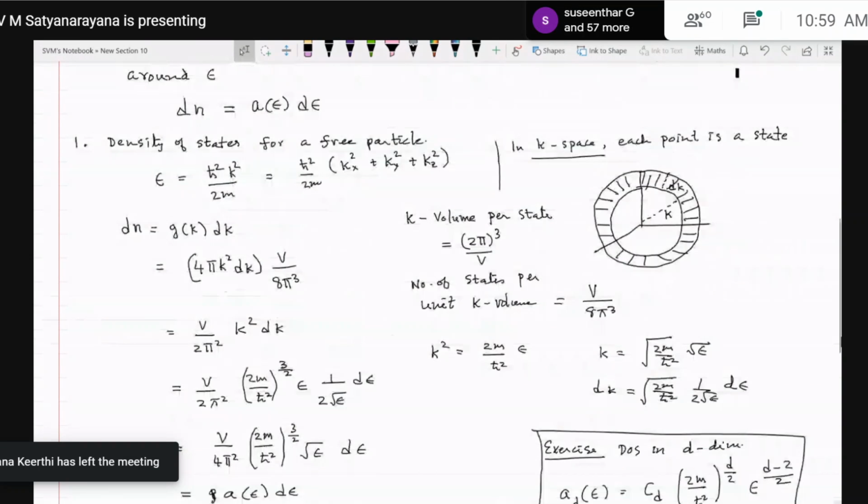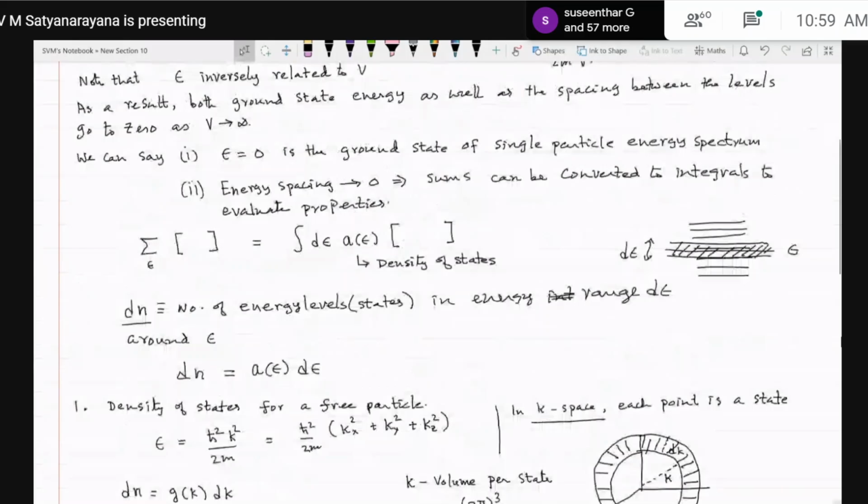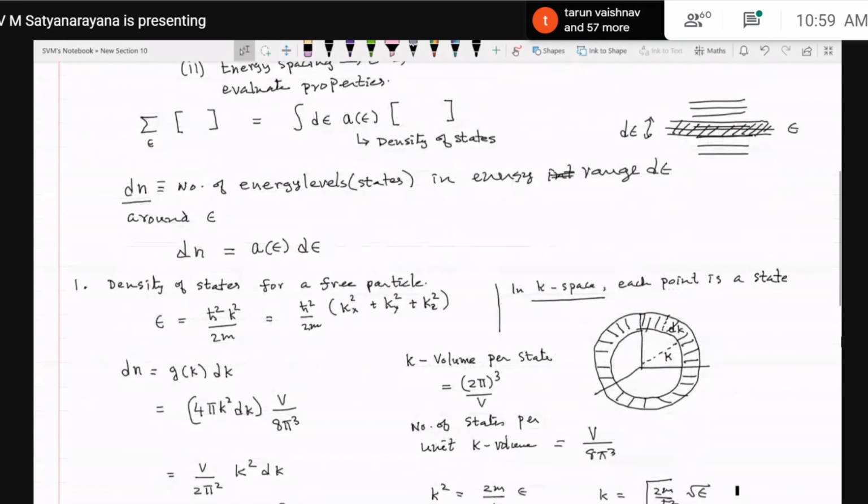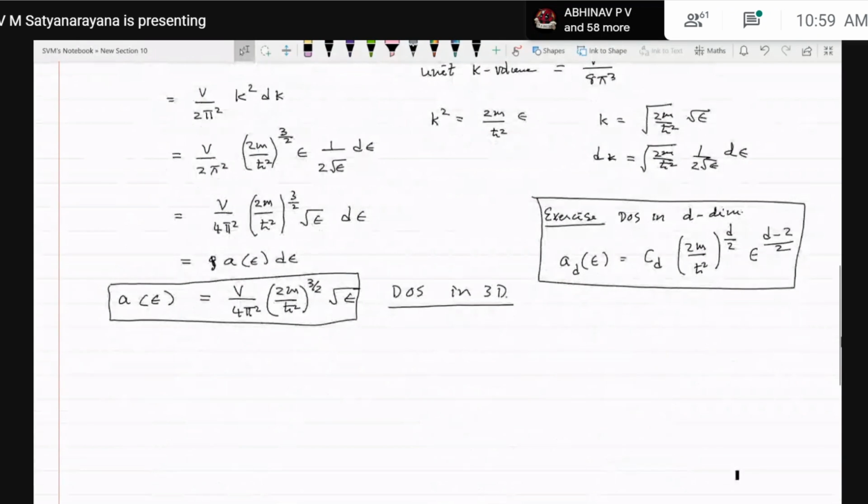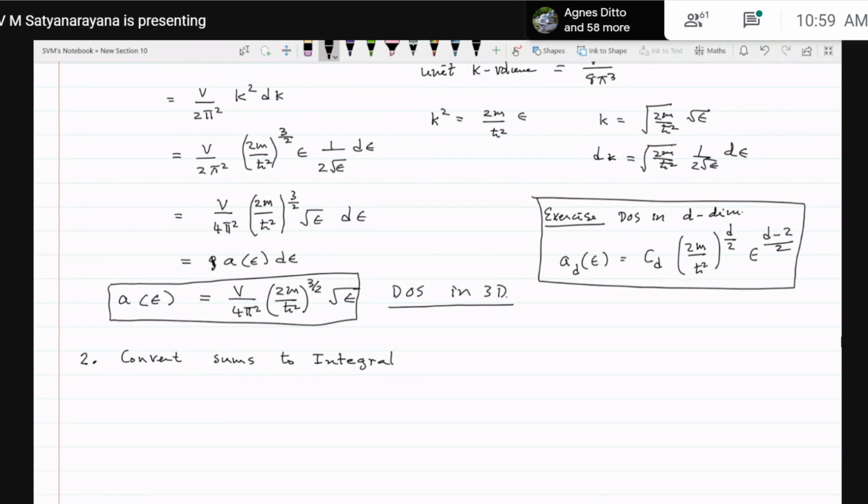Now we are ready to write down our expressions for N and PV by kT in terms of this. In the second part, we will try to convert sums to integrals.